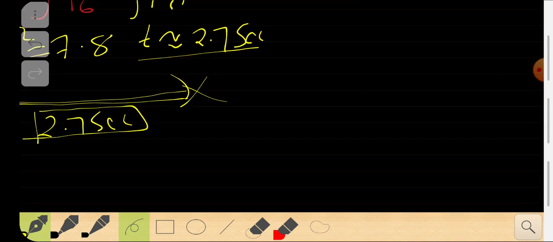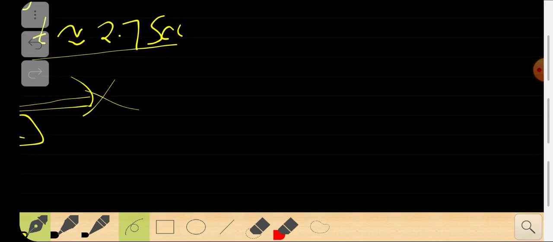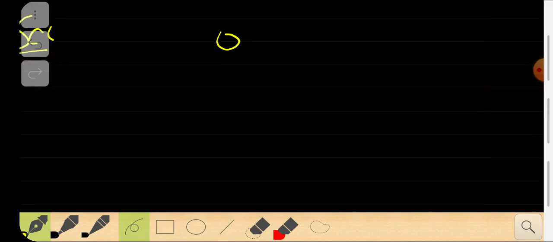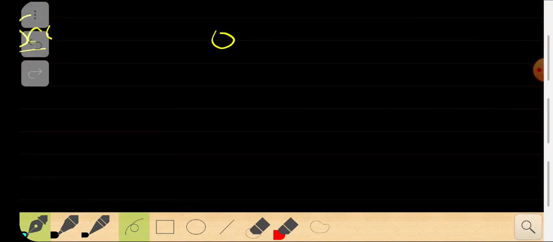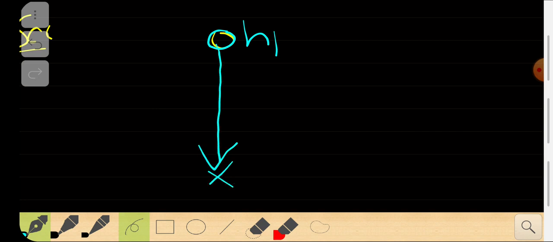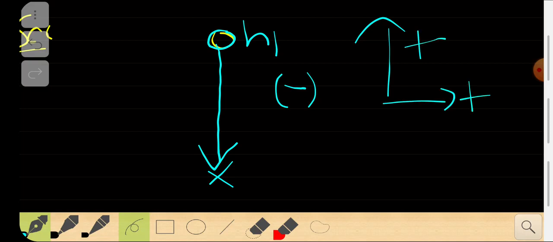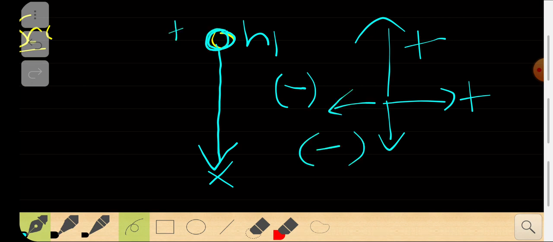In order to hit, that means when the ball is falling from h1, let's use a different color. When the ball is falling from the h1 height, it is going to travel down to some point. So the distance will be a negative distance, because our up axis is taken as positive, and to the right we have also taken as positive. Down and to the left are both negative, right? So when the distance is measured from the top point downwards, it will be a negative distance.